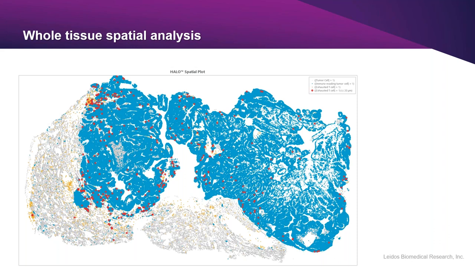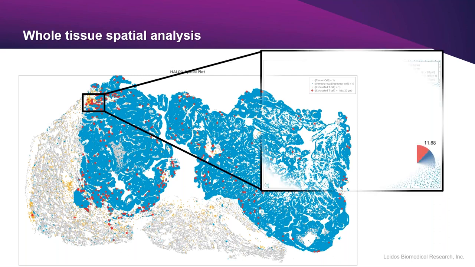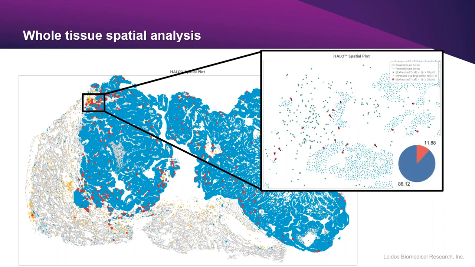This is a blow-up of the analysis of the NSCLC sample. And we can see that we're able to capture the population of the exhausted T cells that are within 20 microns or less, shown in red, to a neighboring immune-evading tumor cell, shown in blue. In green are the remaining exhausted T cells.